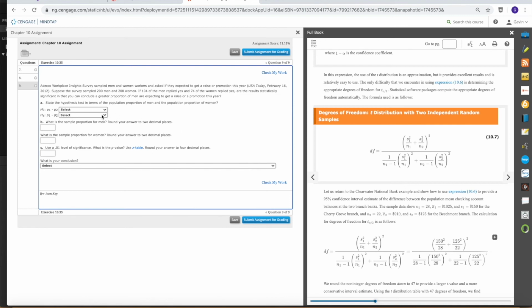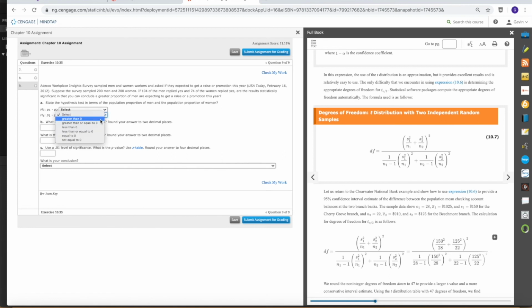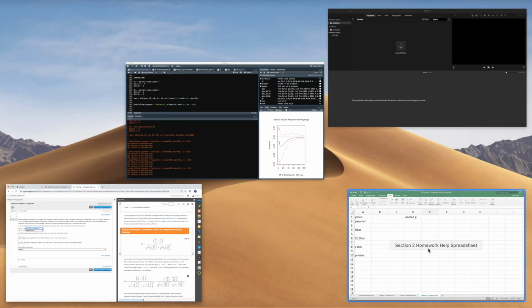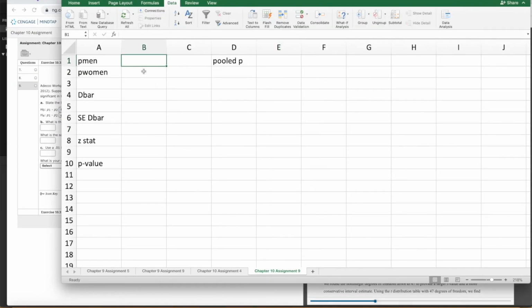So greater than, alternative hypothesis, greater than 0. Null hypothesis, less than or equal to 0. What is the sample proportion for men? So 104 yes out of 200. P men right here equals 104 yes divided by 200 total. That's 0.52.